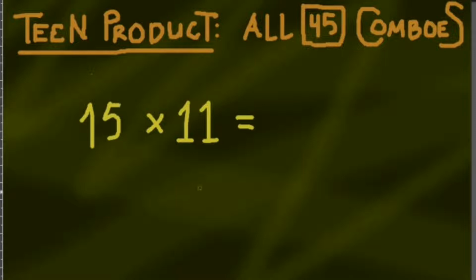15 times 11. 15 plus 1 is 16, last digit 5, so 165. 16 times 11 becomes 17 and 6, so 176. 17 times 11 becomes 18 and 7, so 187. 18 times 11 becomes 19 and 8, so 198. 19 times 11 becomes 20, not 29, but 209.